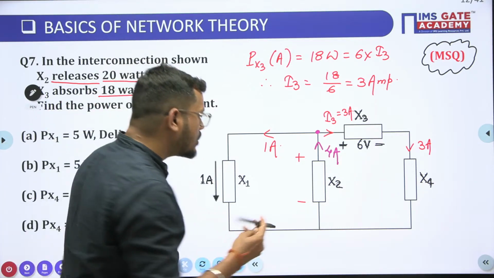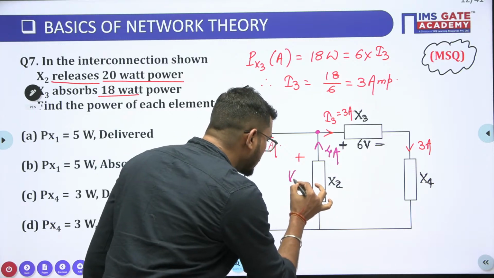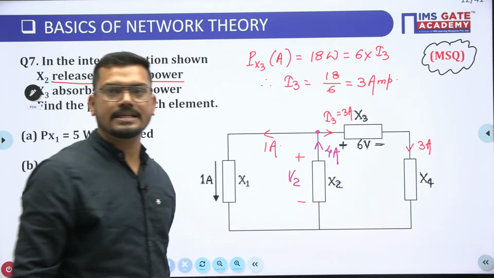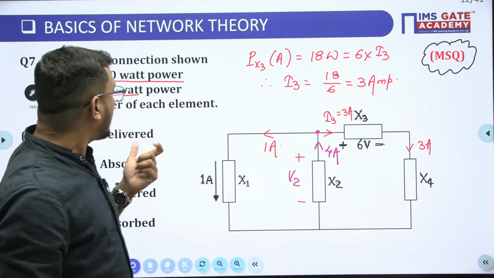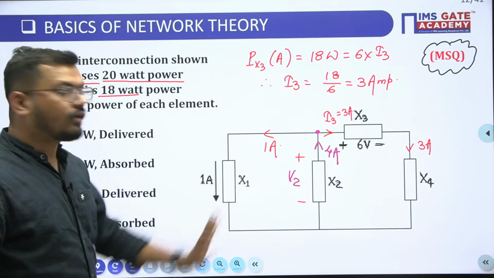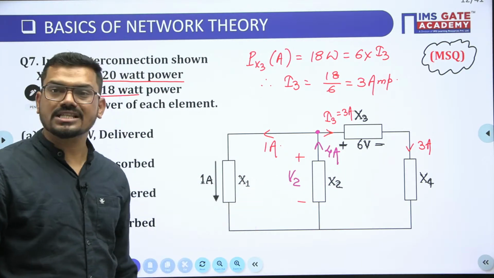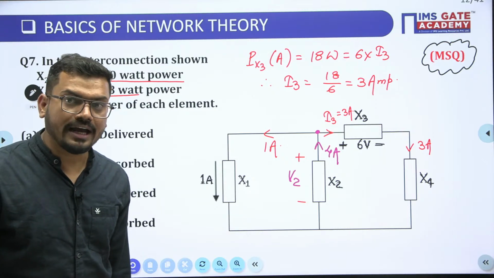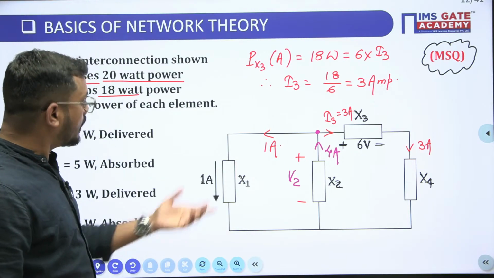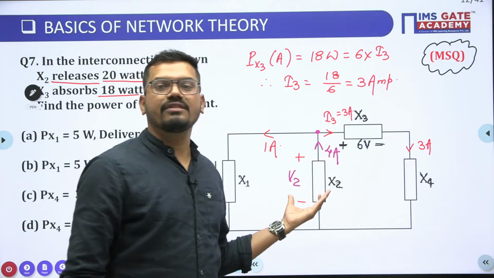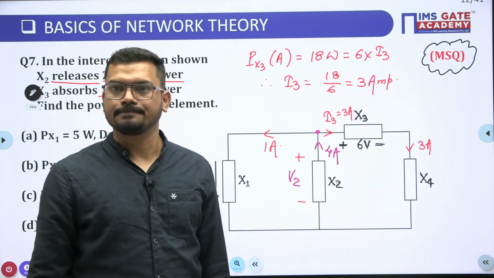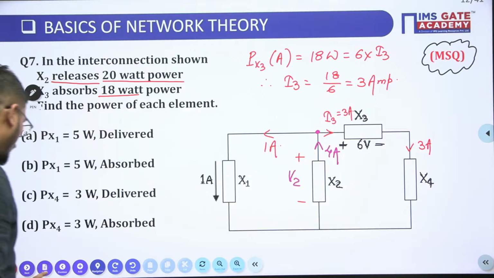Is it clear now? So let us suppose this voltage is nothing but V2, guys. So can I find this value of voltage, guys? This value of V2, yes or no? Is it possible to find? Obviously we can find, because we know the power value, we know the current value, so obviously we can find the value of V2, guys.